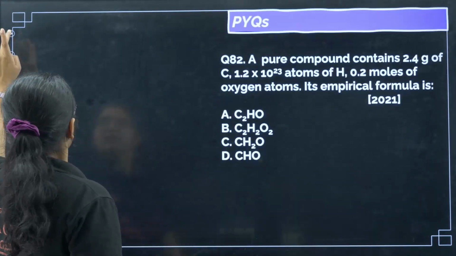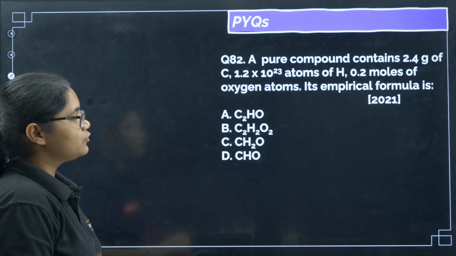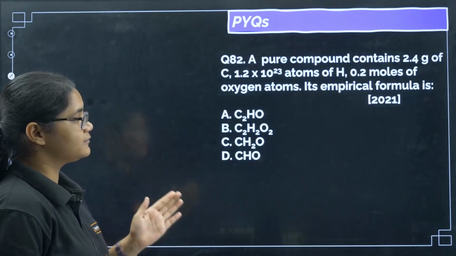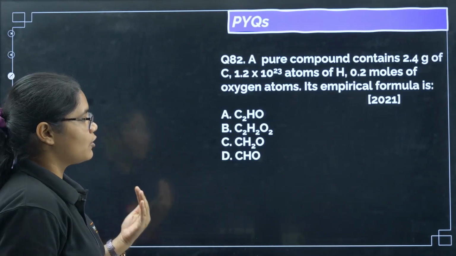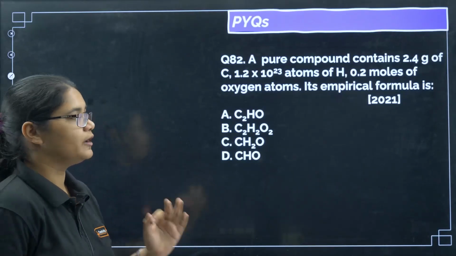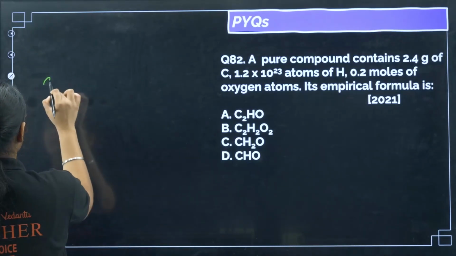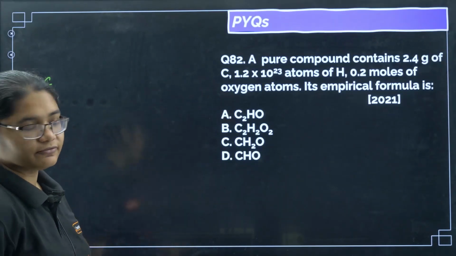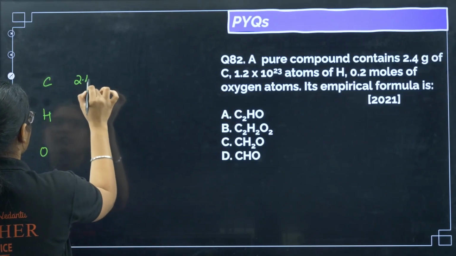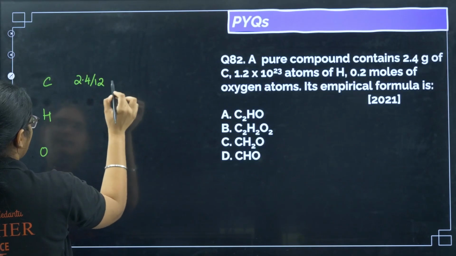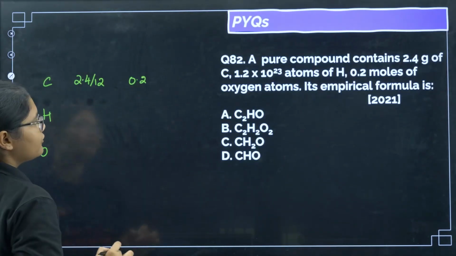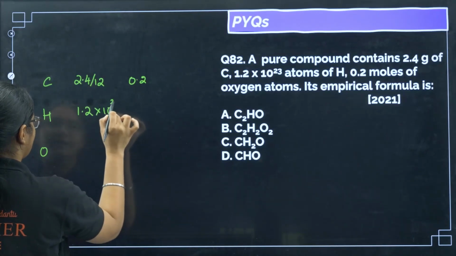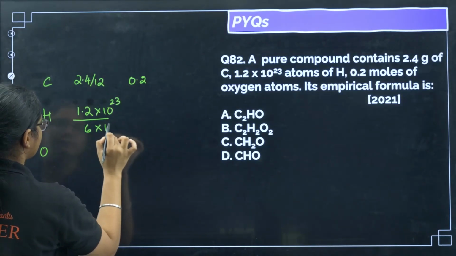Okay. Next, a pure compound contains 2.4 gram of carbon, 1.2 into 10 to the power of 23 atoms of hydrogen, 0.2 moles of oxygen atoms. Its empirical formula is, okay, so I have C, I have H, and I have O. So you have 2.4 gram of carbon, so it is 2.4 divided by 12 and the number of moles will be 0.2. For hydrogen it is 1.2 into 10 to the power of 23 by 6 into 10 to the power of 23.